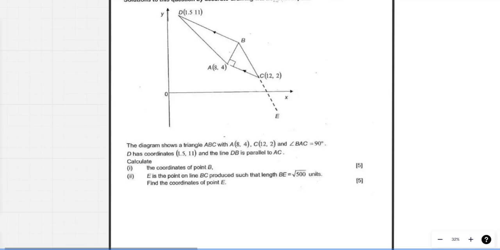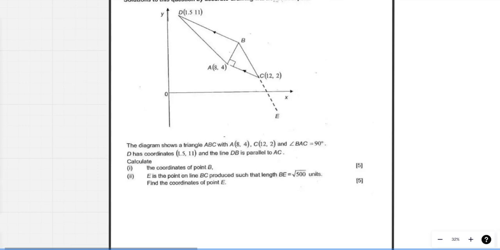So we have a diagram with triangle ABC. BAC is a right angle. D is coordinates 1.5, comma 11, and line DB is parallel to AC. We want to calculate the coordinates of point B, and then E is the point on a line BC produced as the length of BE is square root 500 units. Find the coordinates of point E.